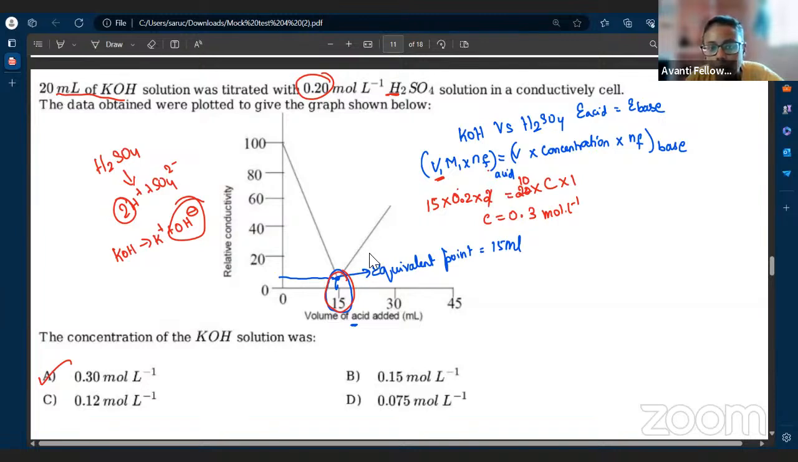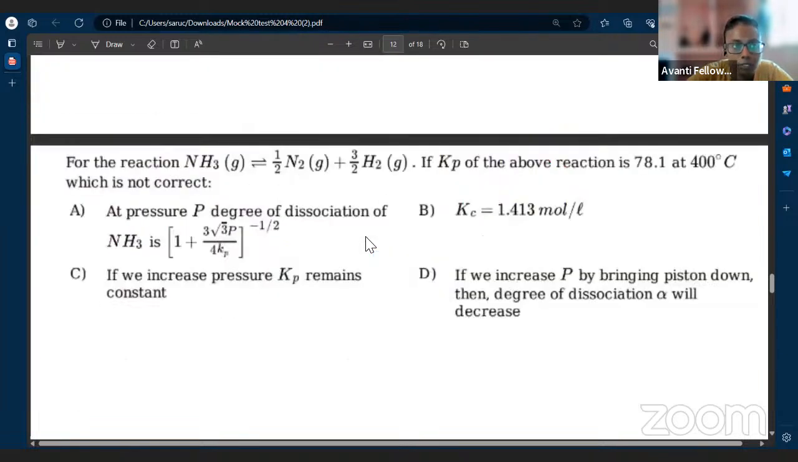Clear with this question? Any doubt? Clear? Yes. So moving to the next question.